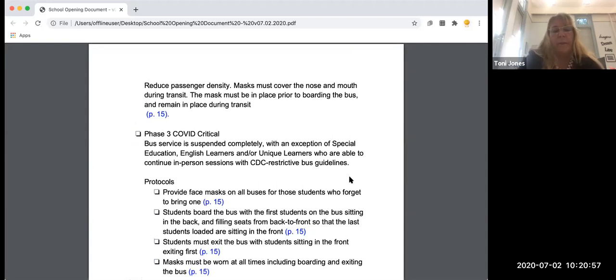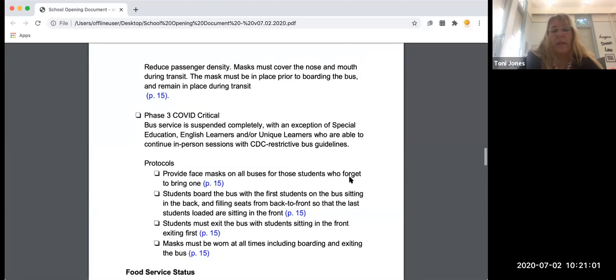When you look at the protocols that are just under there for transportation, again, these are requirements, and that's why they also have that page 15 on there. It's so that people understand this is not a local decision. The face mask for the buses, if they forget to bring one, we need to have them available. So every bus will have to have some masks ready.